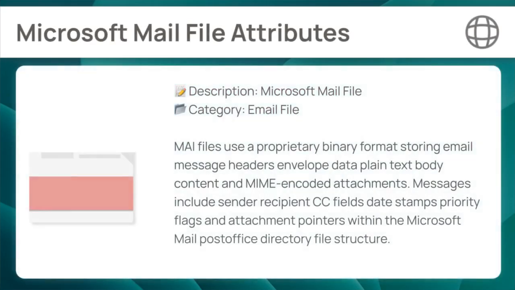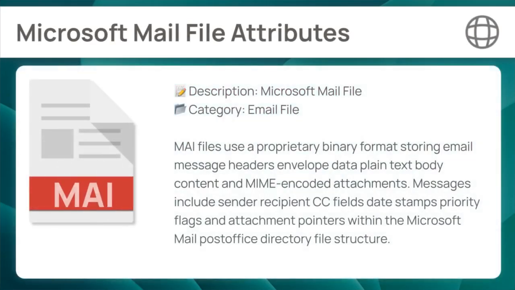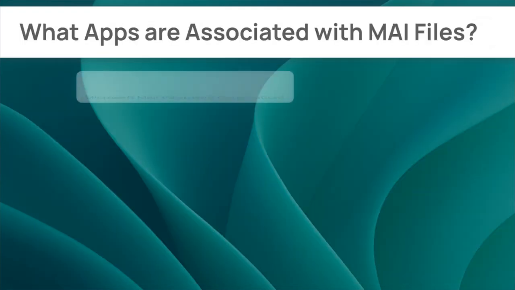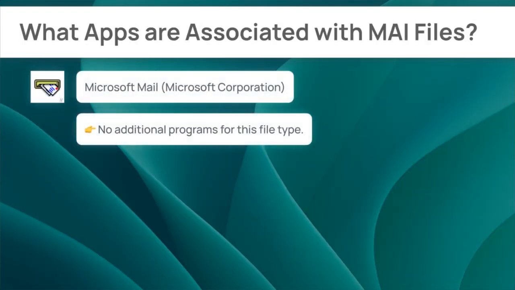MAI files use a proprietary binary format, storing email message headers, envelope data, plain text body content, and MIME-encoded attachments. Messages include sender-recipient CC fields, date stamps, priority flags, and attachment pointers within the Microsoft Mail Post Office directory file structure. Microsoft Mail is the standard set by Microsoft Corporation for accessing the MAI format.